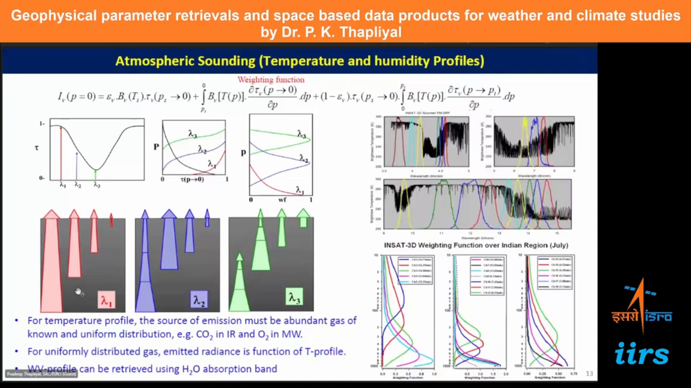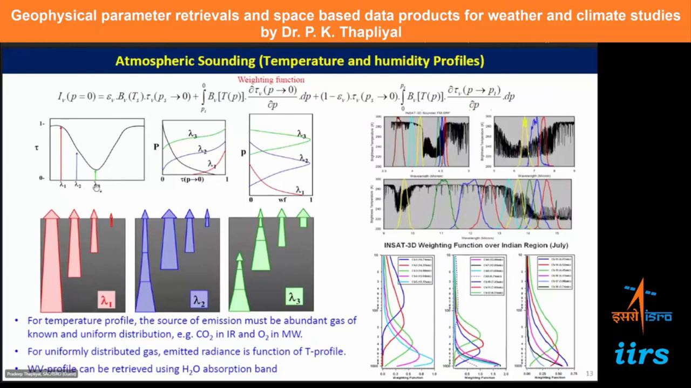And because most of it is transmitted, there is very small absorption, so there will be very small emission from the intervening atmosphere that reaches the top of atmosphere. That's why I show the strength of these arrows becoming smaller and smaller. So the maximum contribution is coming from the surface.